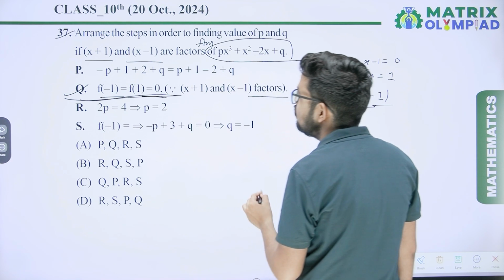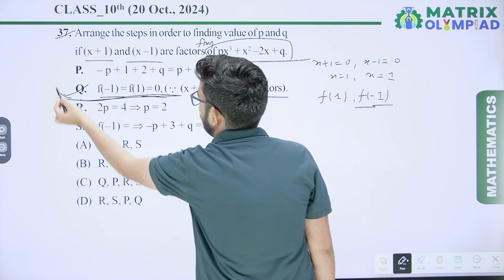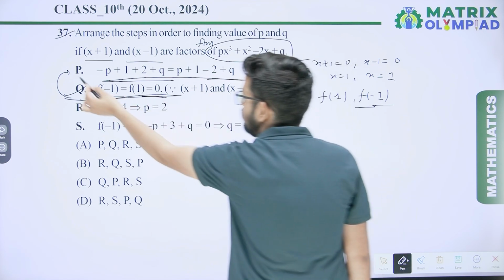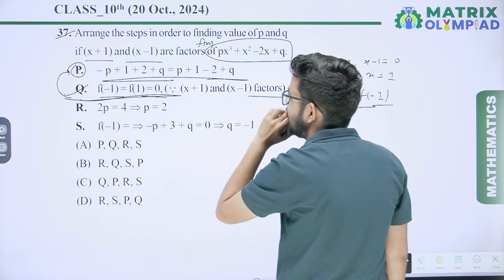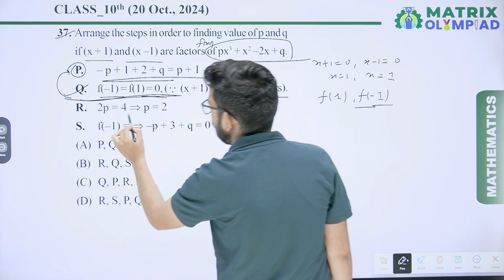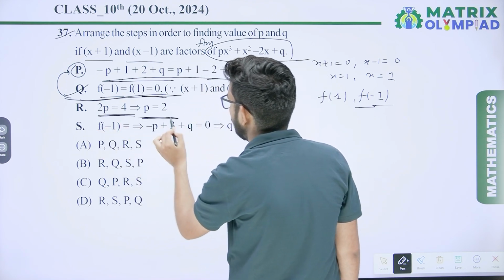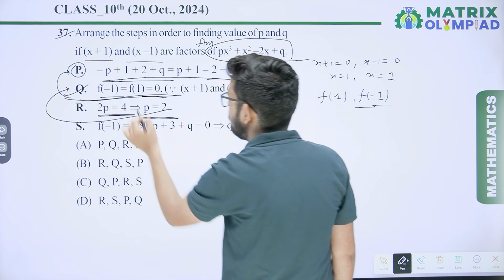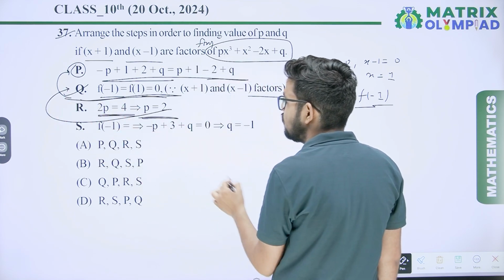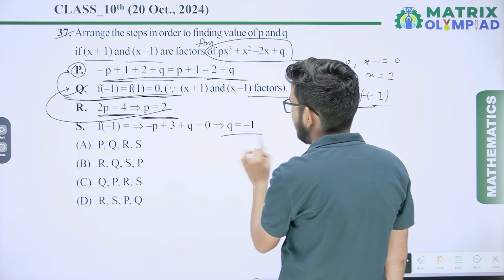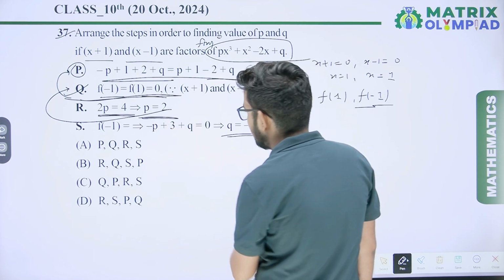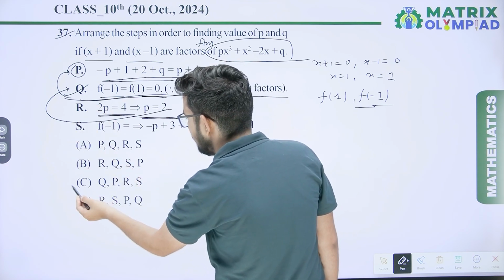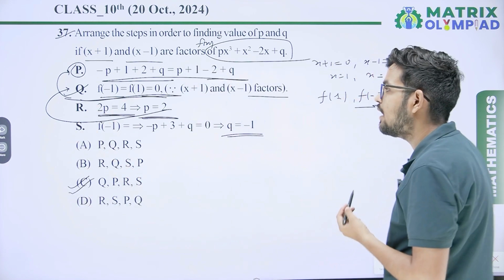So the first step is Q. Now put and find the relation between p and q. So option P will be the second step, and after that when you solve you will get 2p equal to 4. So the value of p equals 2, and again put in Q. So f of minus 1 you will get p plus 3 plus q equal to 0, and putting p equal to 2, you will get q equal to minus 1. So our correct option will be QPRS. Option C will be the correct answer.